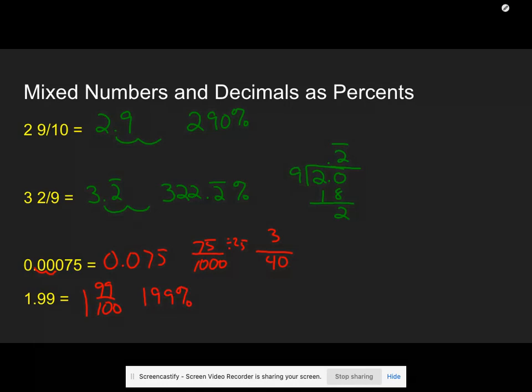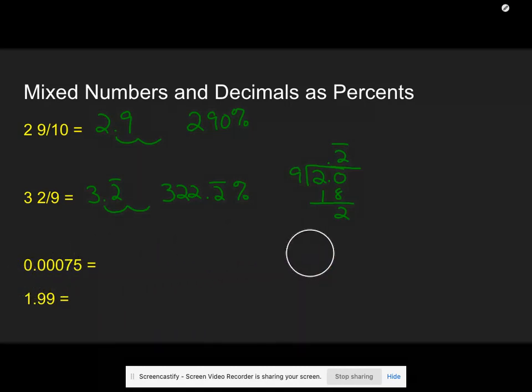You're going to mostly see percents greater than 100 if you're talking about price markup. So like a store will buy an item and then they obviously want to make money on that item, so they will mark it up. And so a lot of times the percent markup will be greater than 100% because they want to make as much money on it as possible.